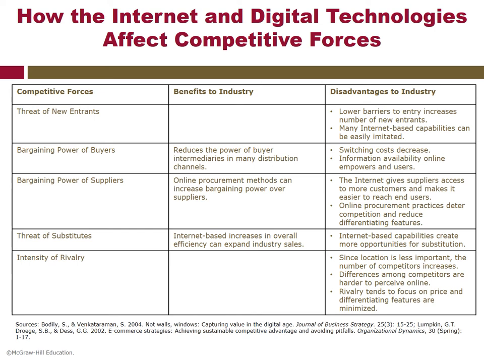And also the bargaining power of suppliers. The benefit is that online procurement methods can increase bargaining power over suppliers. If there are a lot of online shoppers, there will be a lot of available suppliers online. But the disadvantage is that customers can publicly see information, including price, from one supplier to another. And it could deter competition. When we say deter, it could discourage competition because all the information is given publicly through the internet. Every differentiated feature will be known to the customers.